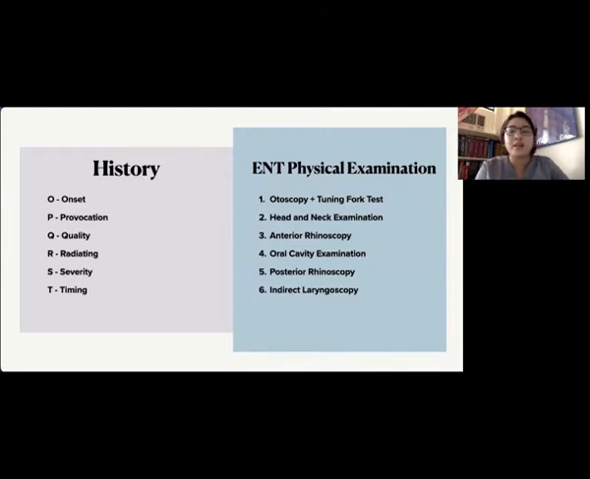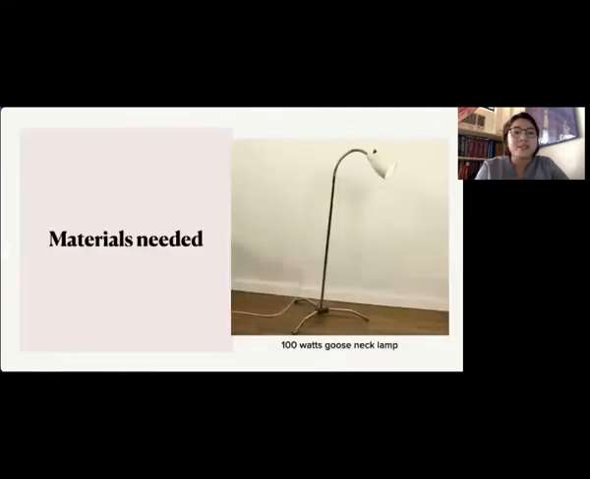But for now, I hope we all would use our imaginative mind in performing the proper way of ENT physical examination. So we have a total of 6 ENT PE as listed, and we will be learning about it today. Okay. So what are the materials that we need?